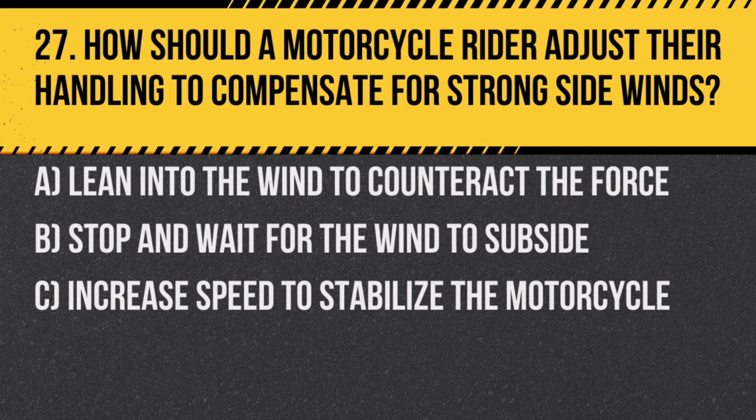Question 27. How should a motorcycle rider adjust their handling to compensate for strong side winds? A. Lean into the wind to counteract the force. B. Stop and wait for the wind to subside. C. Increase speed to stabilize the motorcycle. Answer: A. Lean into the wind to counteract the force. This helps maintain balance and control during windy conditions.